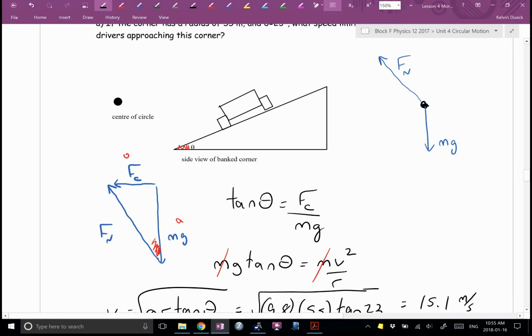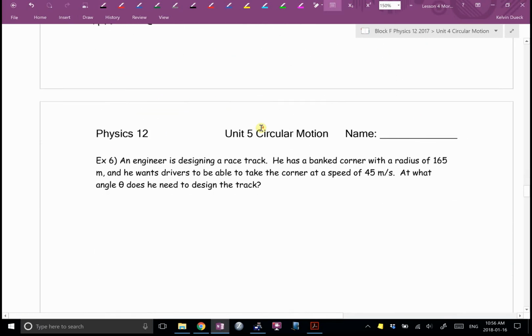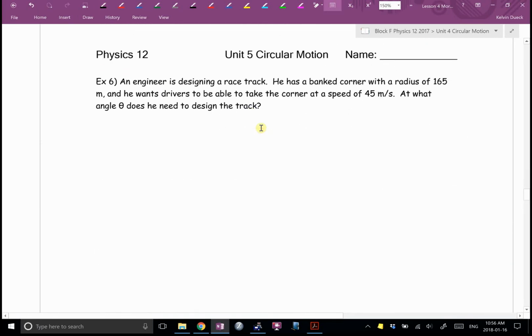Certainly also, this is how you build racetracks. You bank the corners so the cars can go really fast. Example 6. Suppose we are an engineer designing a racetrack, and we have a banked corner that has a radius of 165 meters, and we want the drivers to be able to travel at 45 meters per second. What angle theta do we need to build the track?